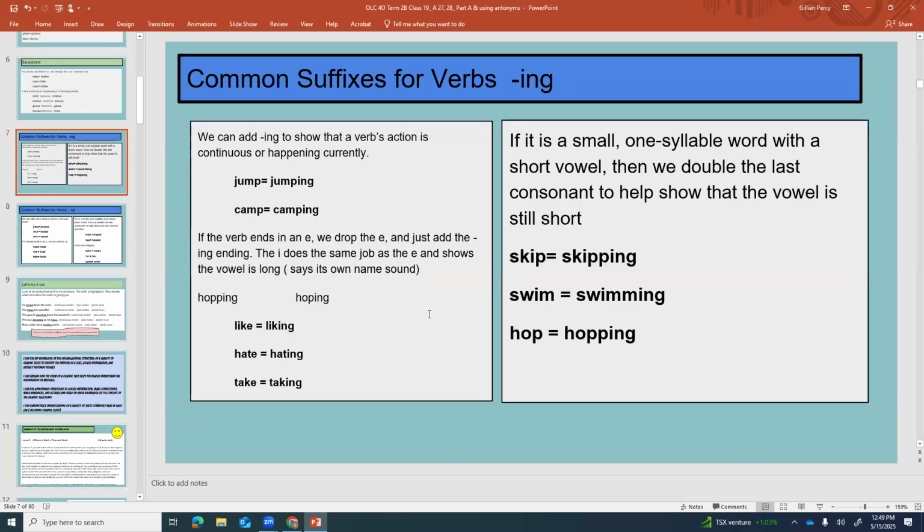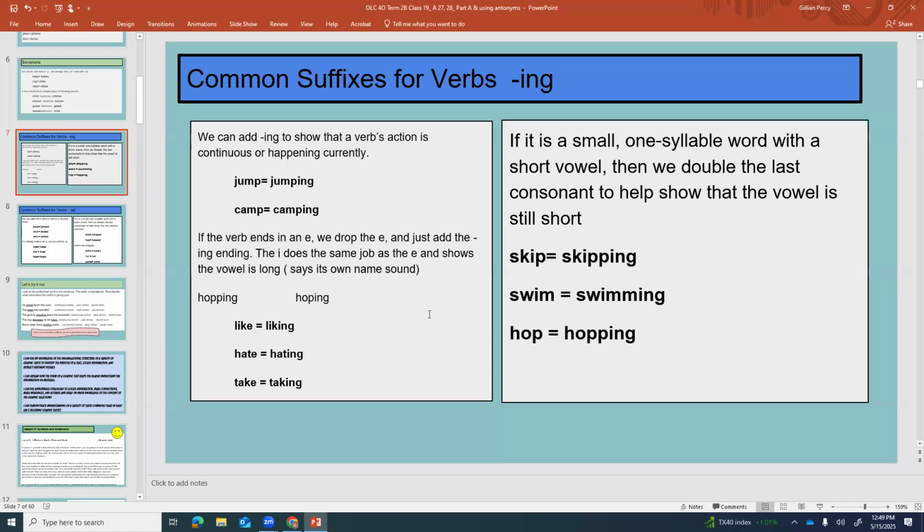All right, ING is another one. ING can be used to show that an action is happening continuously or also that it's happening currently. Like if somebody were to call me and say, hey, what are you doing right now? I am running. I'm doing it right now. Or I could also say, every morning I go running, right? It's not something that happens once, like I jumped over a log. I'm running for a while.